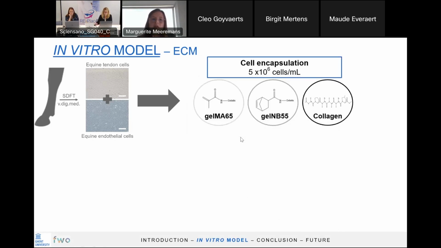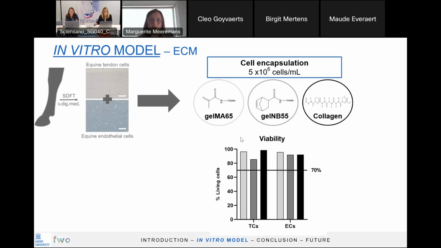So after gel characterization, we optimized cell concentration and we encapsulated 5 million tendon and endothelial cells within these 2 gelatin-based hydrogels. And we also included collagen as a control condition. And as you can see on the graph, the viability was above 70% for all conditions, which indicates excellent cytocompatibility.